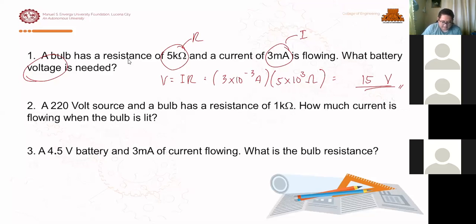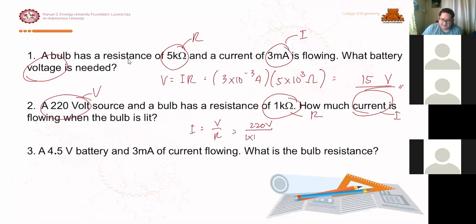Next, we have 220 volts, so we have V, and a resistance of 1 kilo ohm. This is R. How much current? I is what we are looking for. So I is equal to V over R. So 220 volts all over 1 times 10 to the 3 ohms. The resulting unit is in ampere. So 220 over 1,000 gives 0.22 amperes.